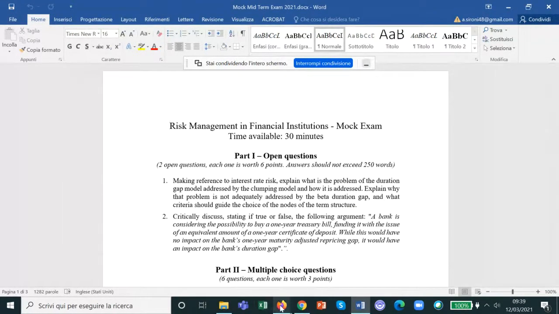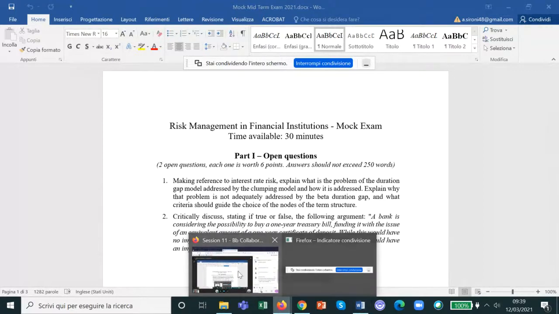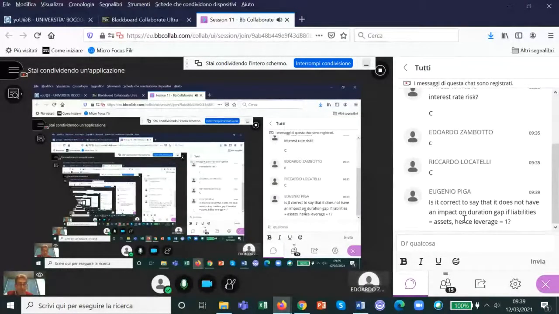Let's see, there is a question. Is it correct to say that it does not have an impact on duration gap with liabilities and assets? Yes, I mean, of course, it's very unrealistic, because if assets and liabilities are exactly the same in terms of amount, it means that we are considering a bank with zero equity. Would it be correct to say that it would have no impact on the duration gap?